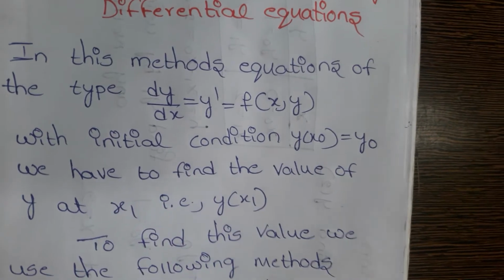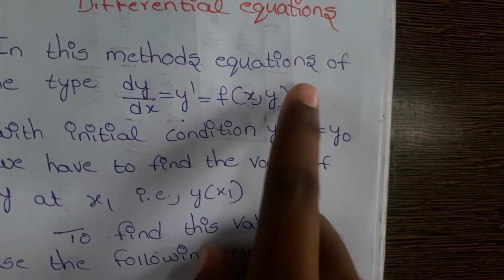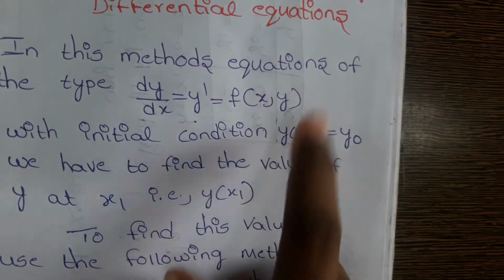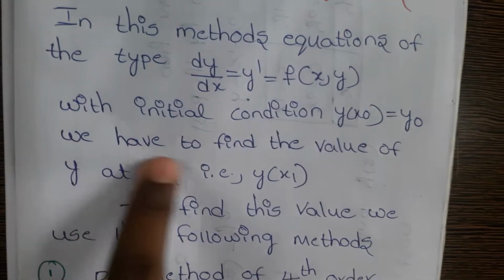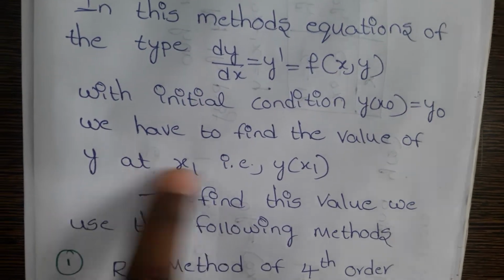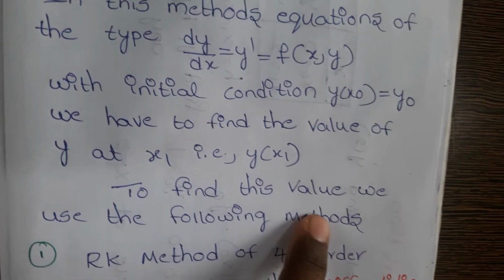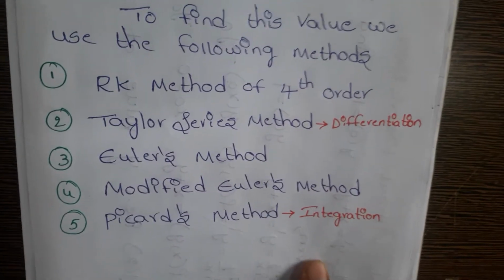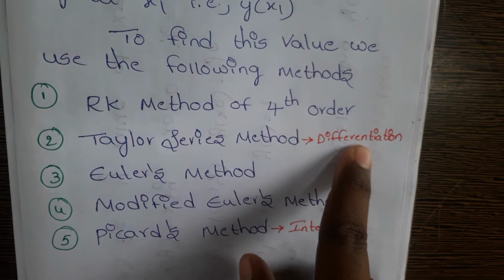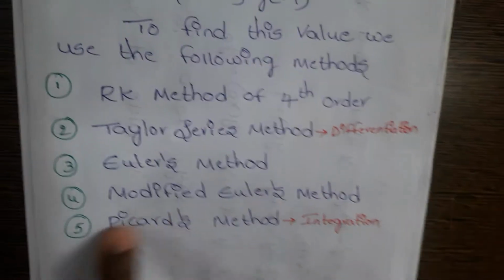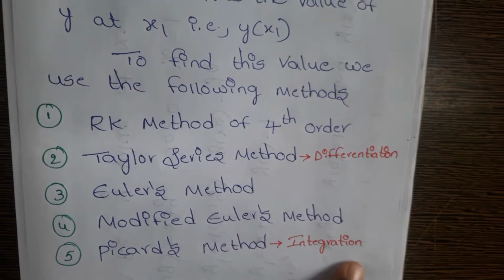Then what we need to find is the y value at x1, y value at x2. We have to find the value of y at x1, that is y of x1. To find this value we use any one of these methods. Mainly, in Taylor series method we use differentiation, and in Picard's method we use integration.